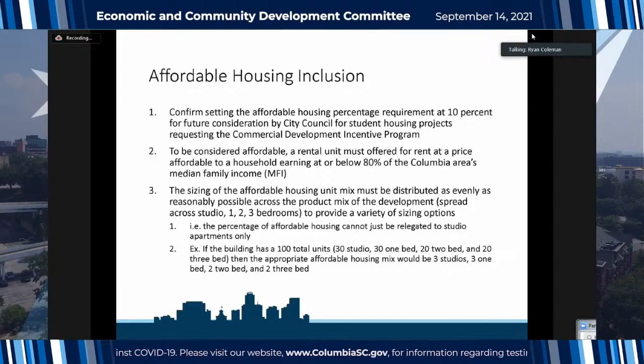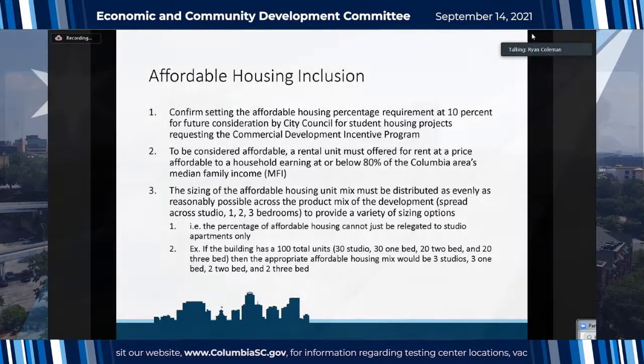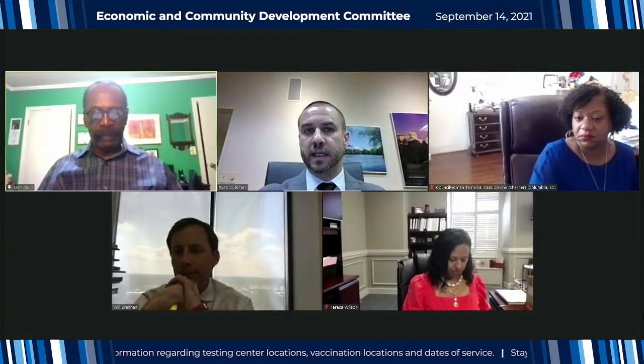Probably the easiest way to tackle that without pulling it out altogether and creating a separate side program is, I think, we can amend the current resolution that we have in place for the overall project and add in some additional caveats that place additional requirements on student housing separately. I think those might be the two paths forward.